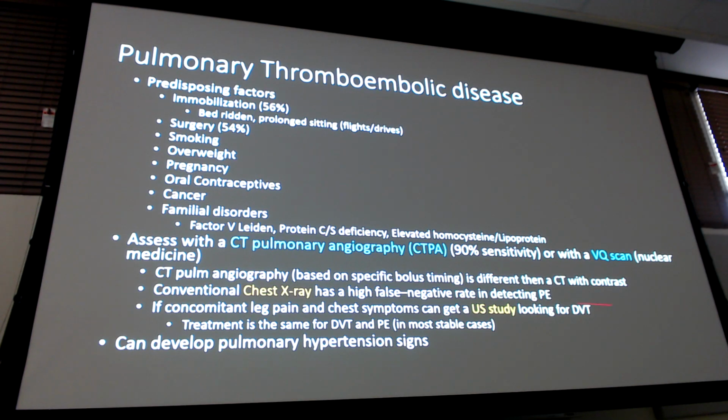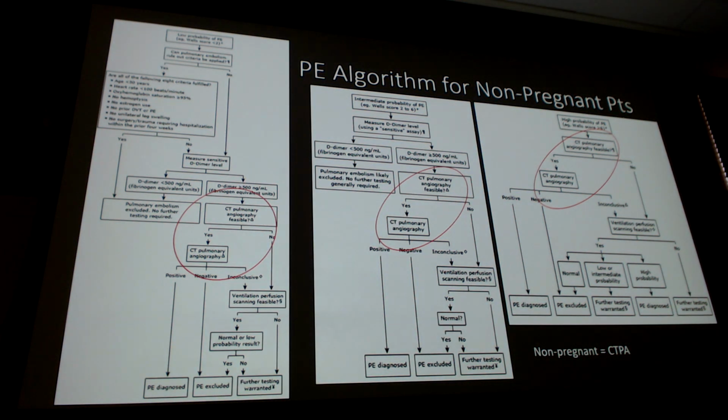We'll talk about the ultrasound studies, as with concomitant leg pain and chest symptoms you can get an ultrasound. We'll talk about that in the flow chart. Don't get hung up on that right now. It'll be very delineated out based off of what type of patient you have and what you're supposed to do. Right here. So, non-pregnant patients. This is for non-pregnant patients.